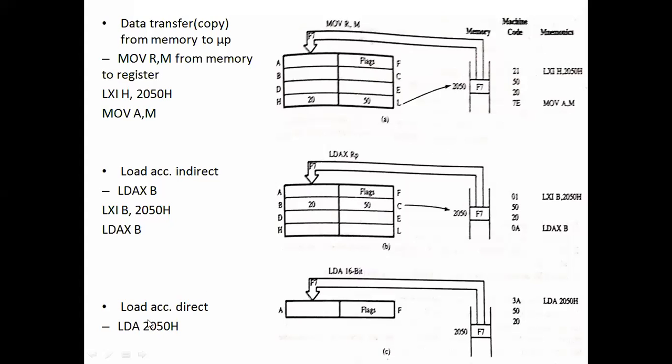And the third instruction was load accumulator direct. Load accumulator direct says LDA 2050. Here the address is given directly, so there is no need to take a reference. Whatever is the content of 2050, that is F7, will be copied into the accumulator. So in this way, this works.